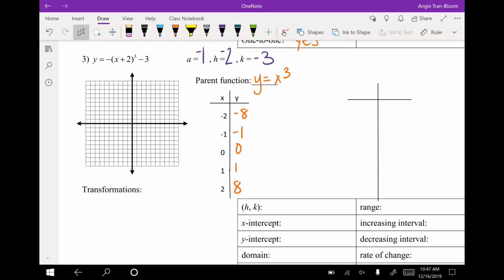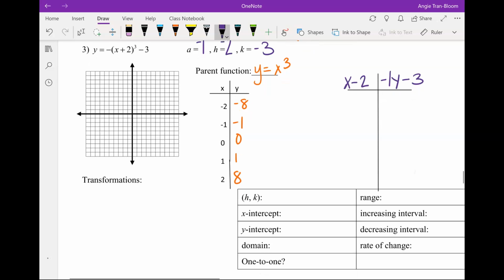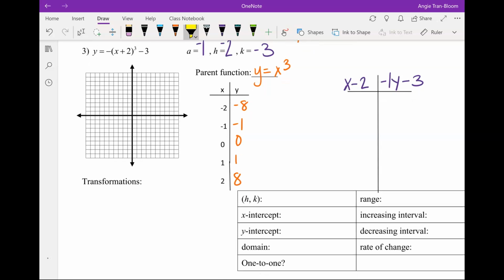Okay, A being -1, that will get multiplied to y. H, negative 2, that's a left, so we are going to subtract it from x. K is negative 3, we will subtract it from y because those are the y transform. Take 1 minute, class, to transform both inputs and outputs. Go, 1 minute.